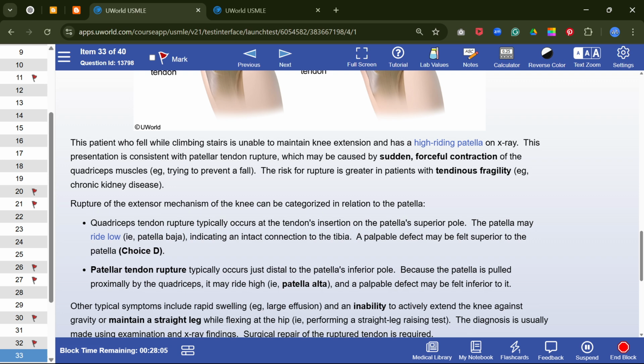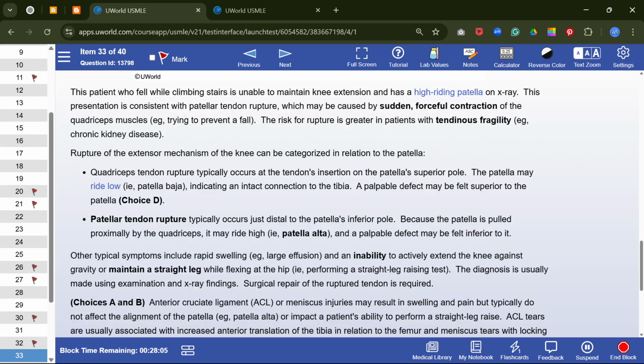Patellar tendon rupture typically occurs just distal to the patella's inferior pole. Because the patella is pulled proximally by the quadriceps, it may ride high, patella alta, and a palpable defect may be felt inferior to it. Other typical symptoms include rapid swelling, large effusion, and the inability to actively extend the knee against gravity or maintain a straight leg while flexing at the hip. The diagnosis is typically made using examination and X-ray findings. Surgical repair of the ruptured tendon is required.